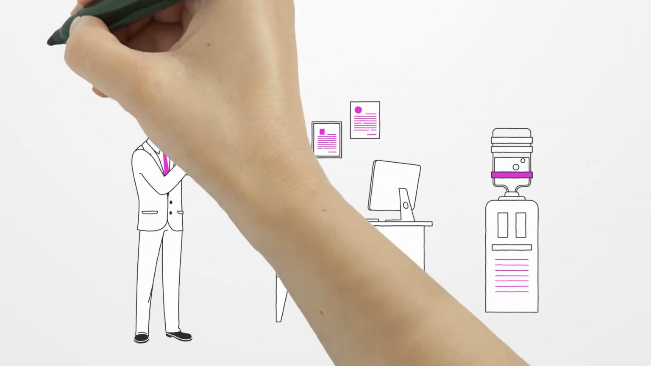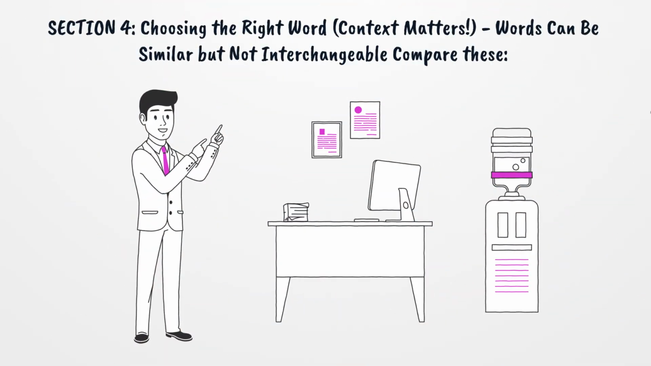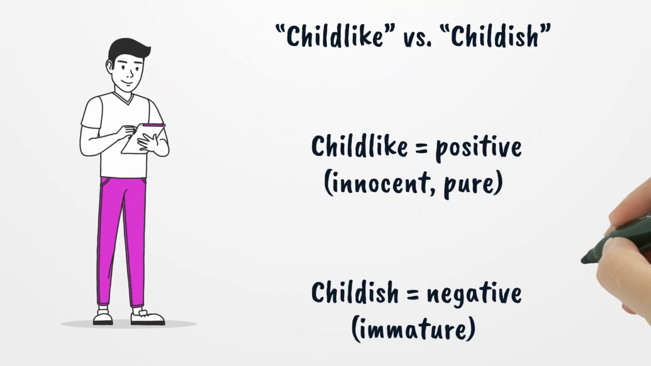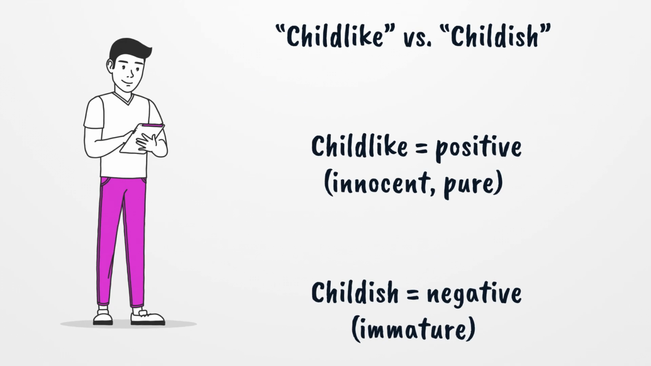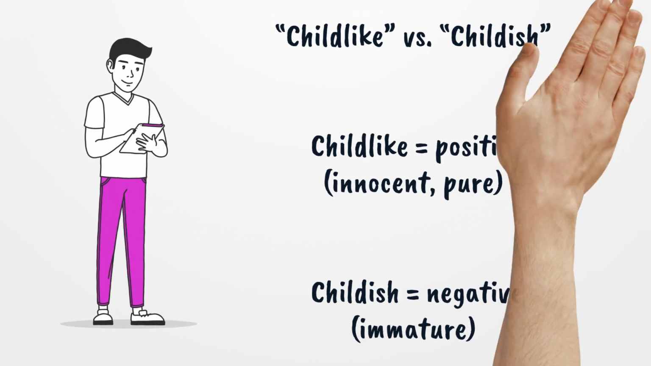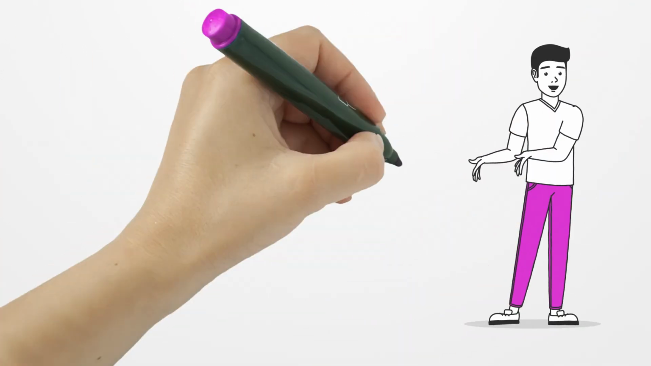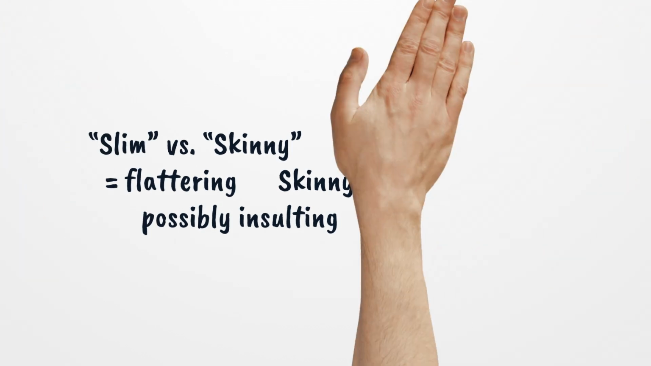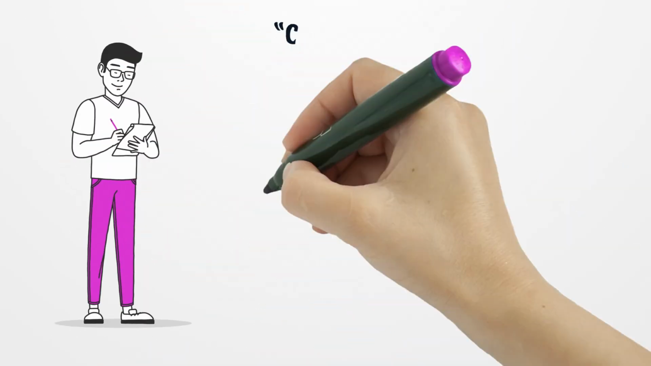Section 4. Choosing the right word. Context matters. Words can be similar but not interchangeable. Compare these. Childlike versus childish. Childlike equals positive, innocent, pure. Childish equals negative, immature. Slim versus skinny. Slim equals flattering. Skinny equals possibly insulting.